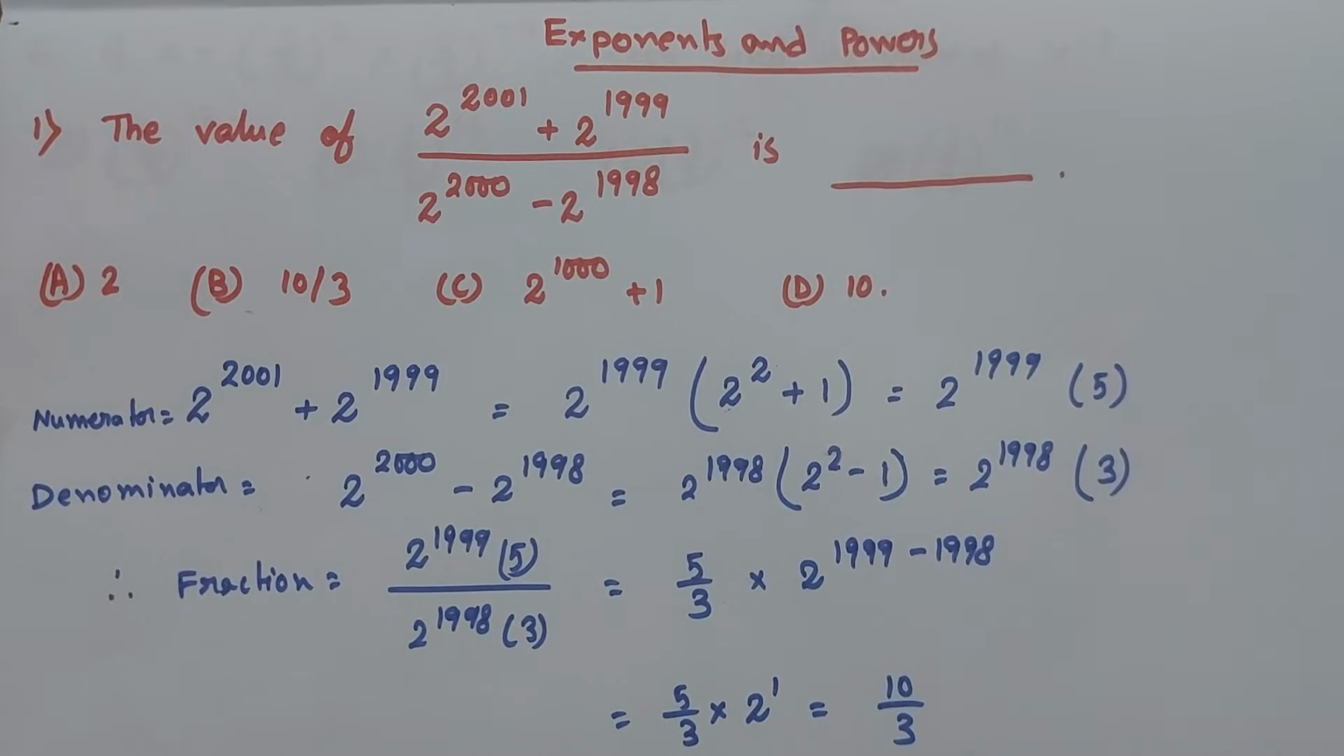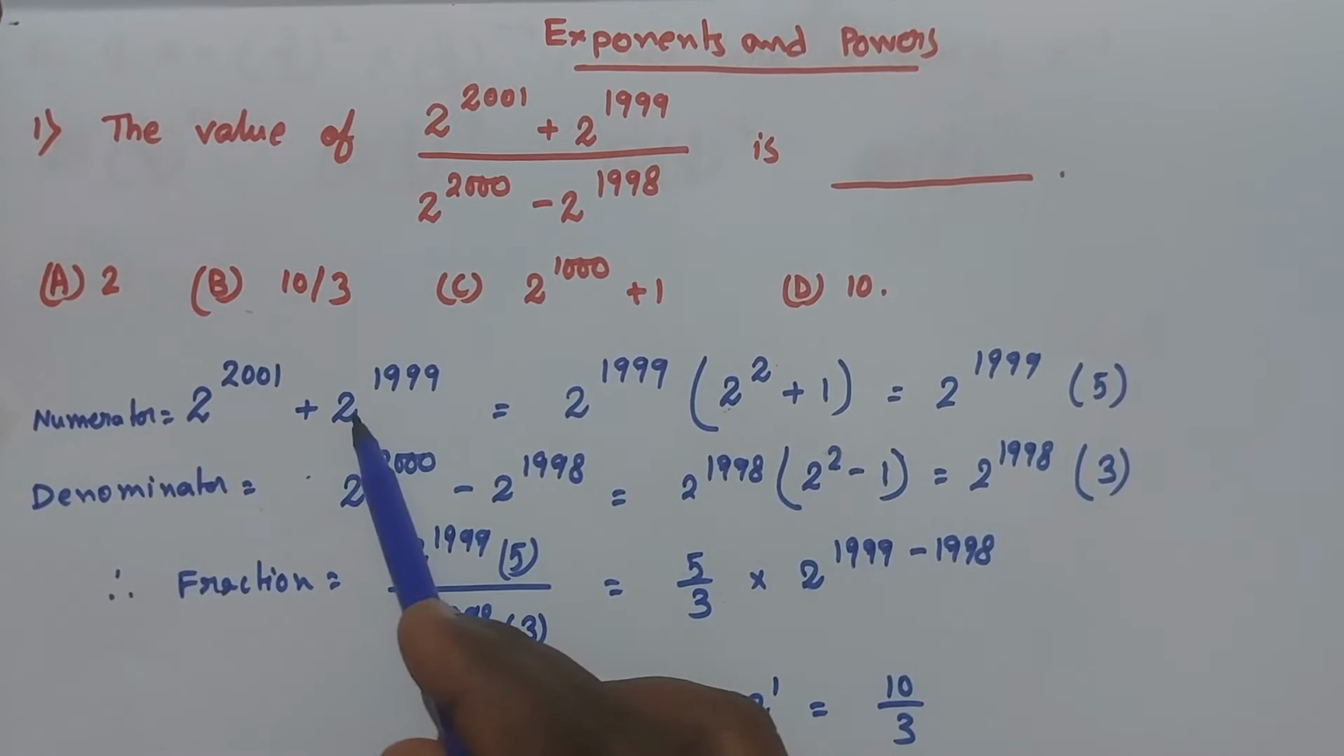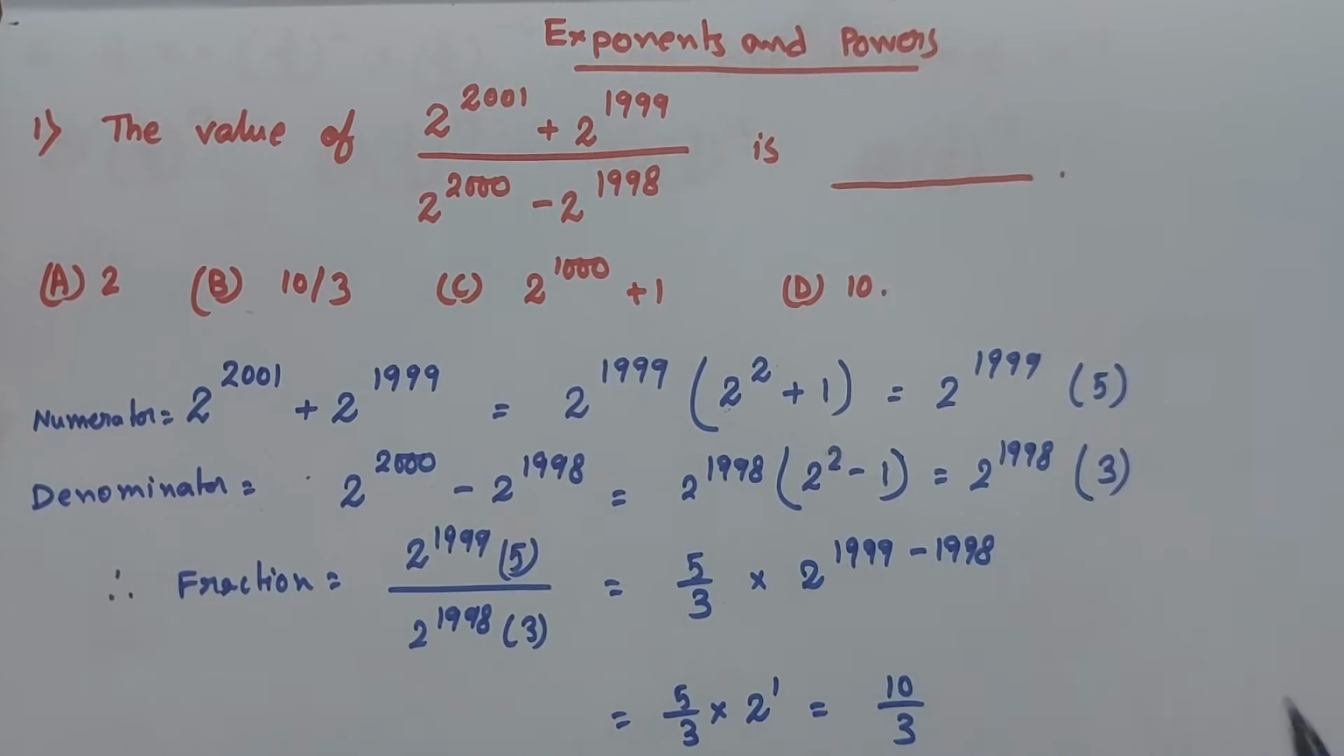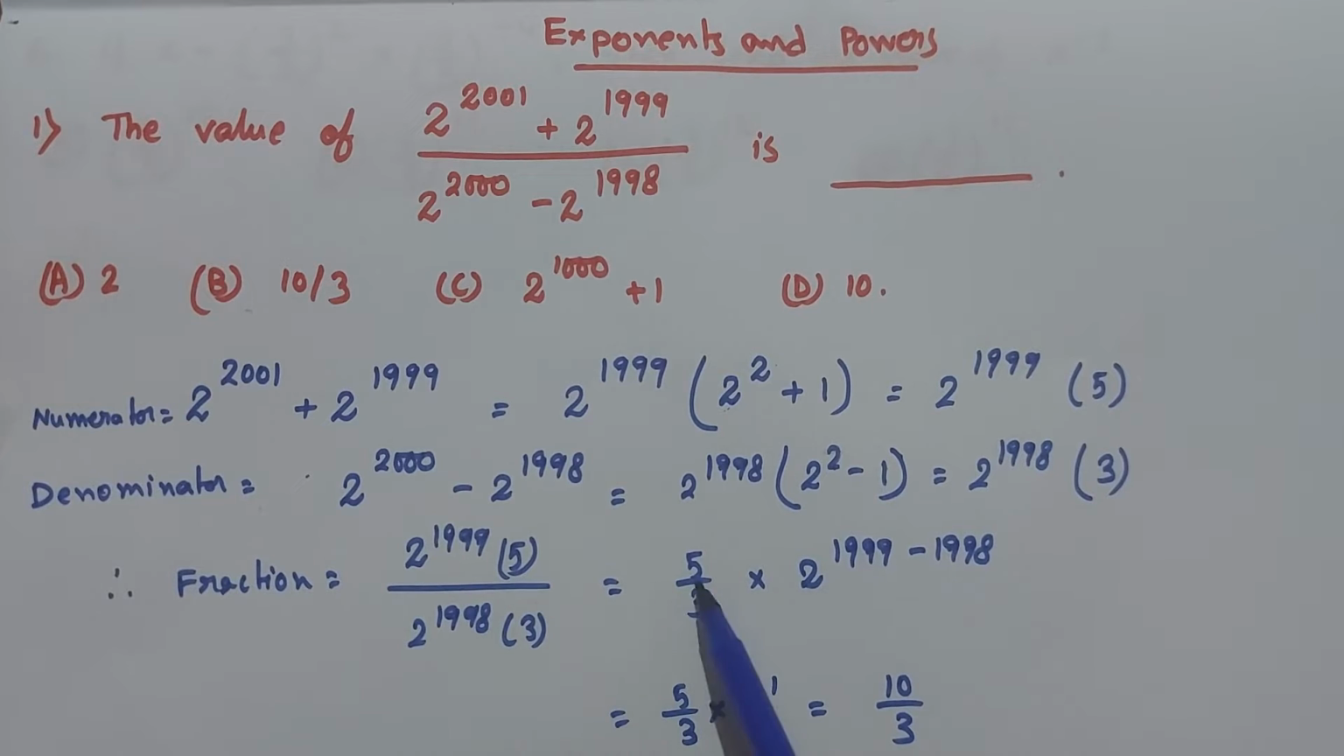Now the fraction is this by this, that means 2 to the power 1999 into 5 by 2 to the power 1998 into 3. Since the base is the same, both bases are 2, the powers will be subtracted. So here 1999 minus 1998, and the 5 by 3. So it is 2 to the power 1. 5 by 3 into 2 to the power 1 is equal to 5 into 2, that is 10. This is 10 by 3. Okay, so option B is our correct answer. Understood?